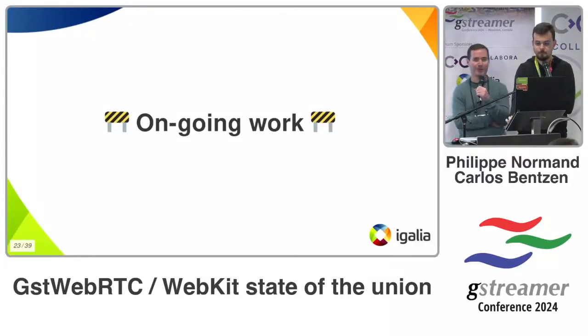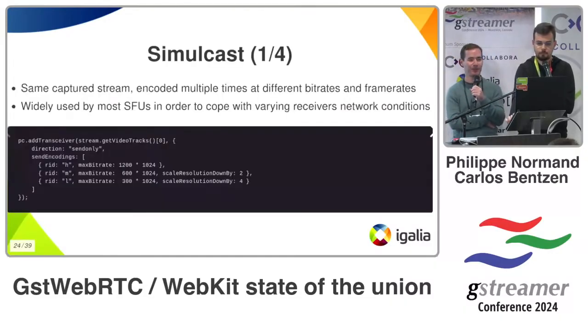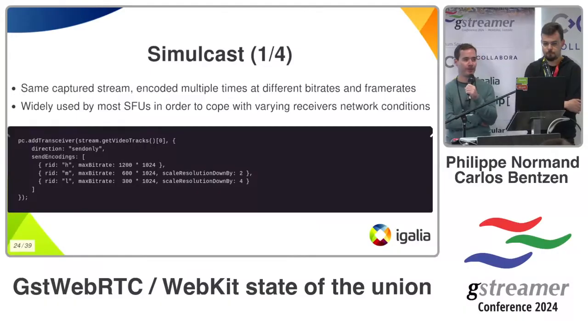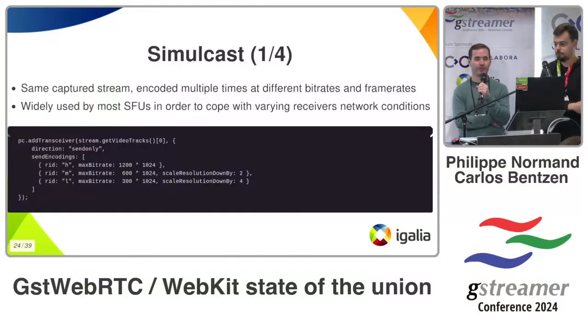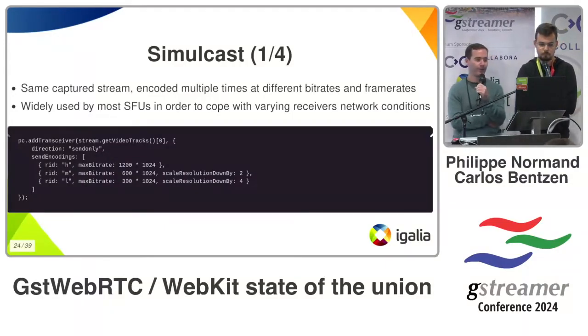Let's talk about what we are working on right now, or the features we are working on. The first one is simulcast. That's been available for some time in webrtcbin already, so we're trying to use it in WebKit. What this is about is that you can configure your transceiver to send multiple versions of the same video stream, and that can be used by an SFU, for instance, to adapt to the networking conditions or to select a different version to send to the other participants of the video room. When you create a transceiver, you specify an RTP stream ID and maximum bitrate, and if you want to scale down the video resolution, you can also do it with scaleResolutionDownBy.